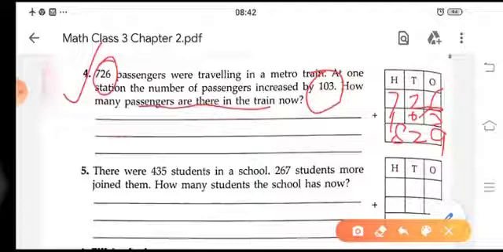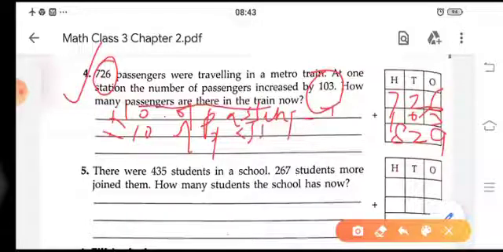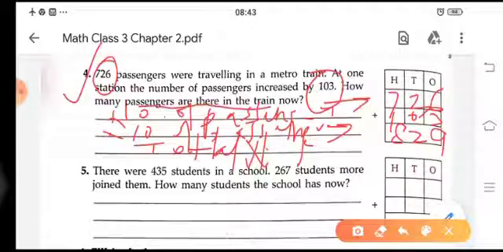726 passengers, number of passengers in the train. Then we write here 700. Then again number of passengers who joined the train. Then total number of passengers. Total number of passengers. Okay, write this spelling, children.